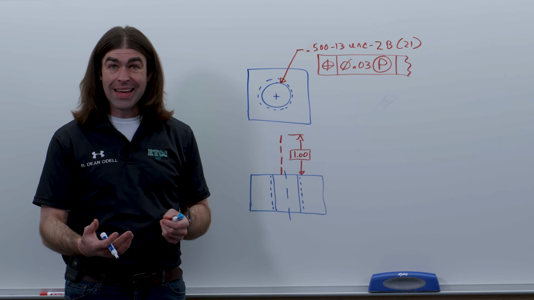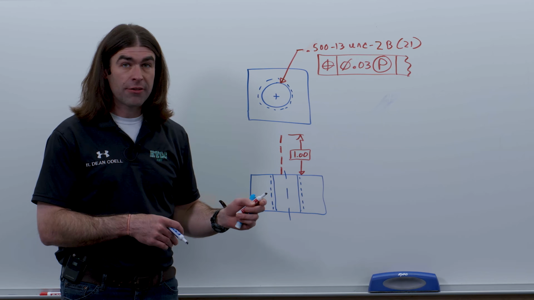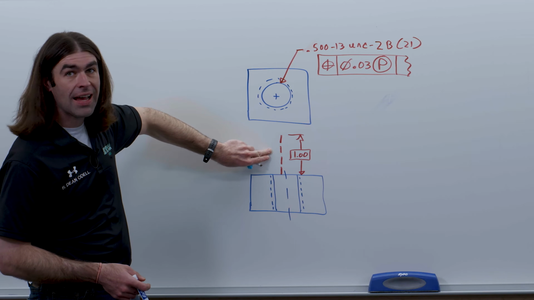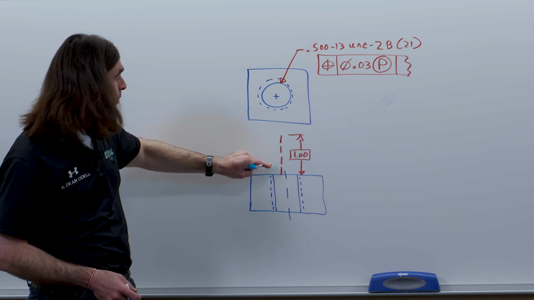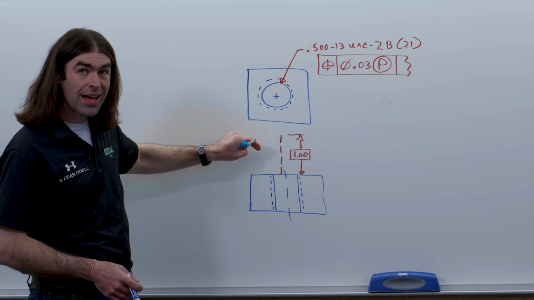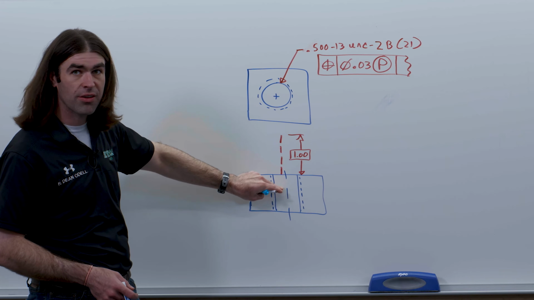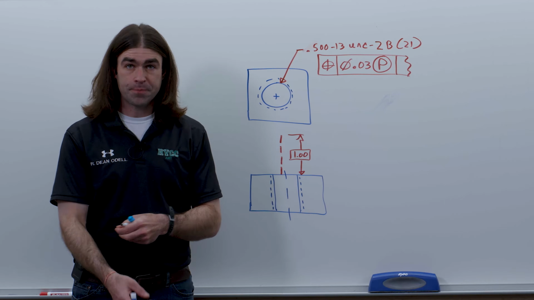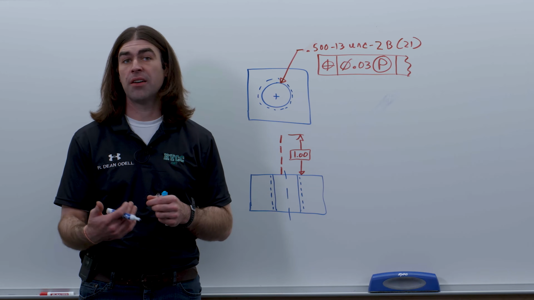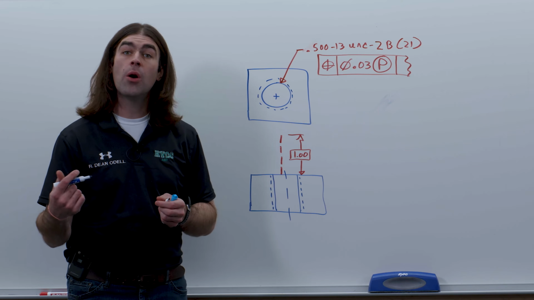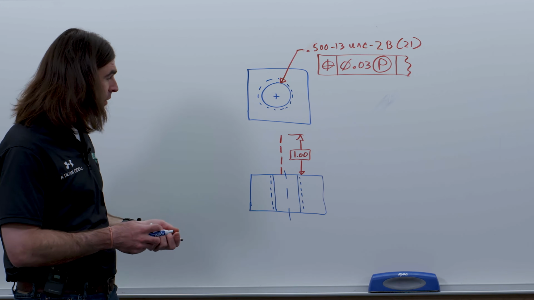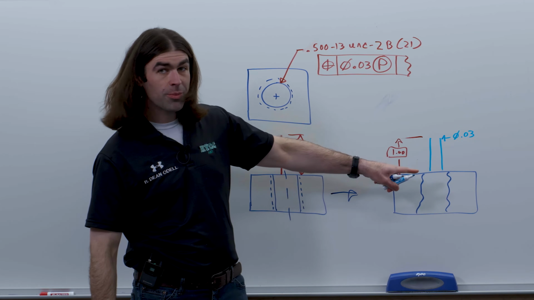Now for a blind hole, we do it a little bit different, but since this is a through hole, we're going to indicate which side of the part it applies to with a chain line offset a little bit from the center line of the hole, and then we'll put a basic dimension on it to indicate the height of the projected tolerance zone.